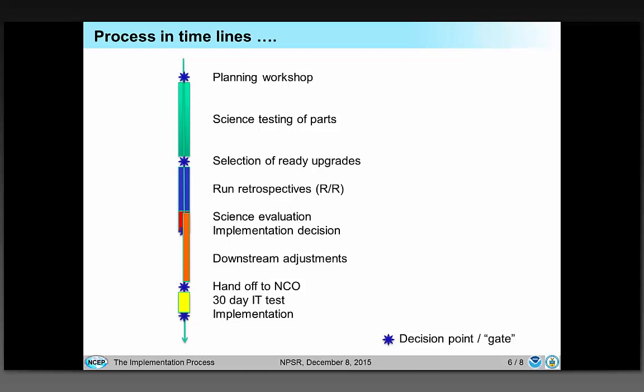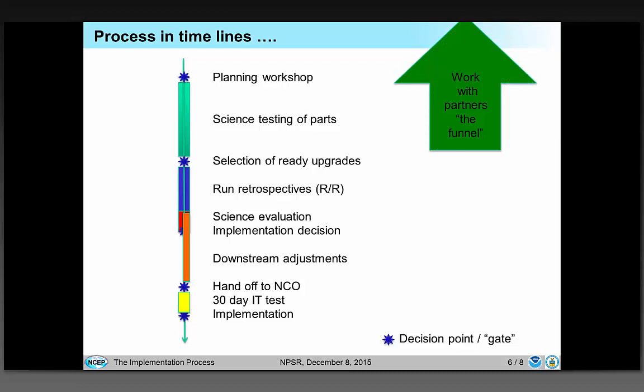The fun part of doing this is that if you put this together this way, you can actually work on a continuous development process, which is becoming an overlapping process, because at this moment, I've started to select upgrades for this implementation that may be suitable.